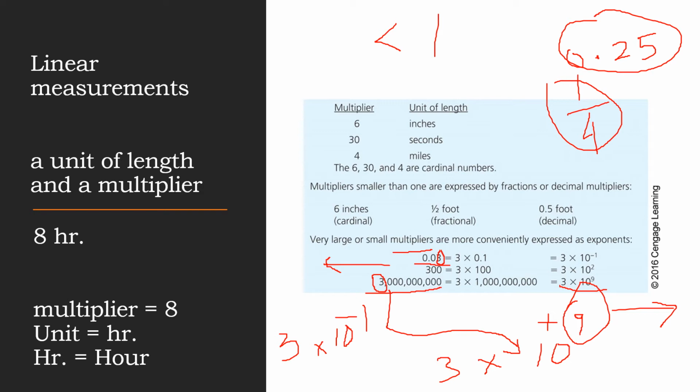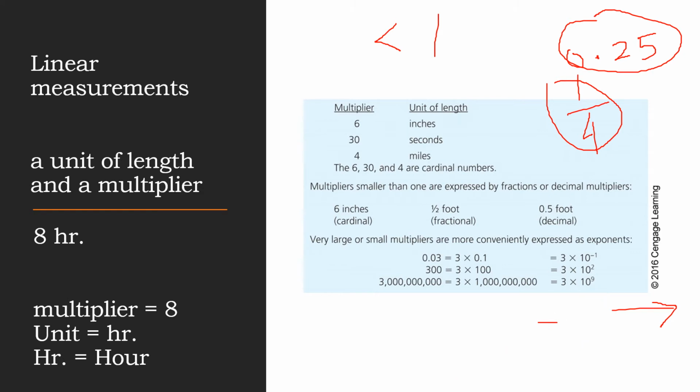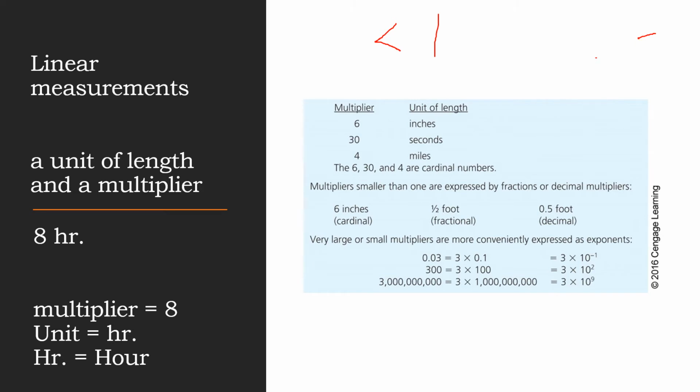All right, so we're done with the multiplier and the unit. That's for your linear measurement. You have to be very clear about all of that. If you're confused at the foundation, you will always be confused. So clear that before you continue. All right, next one.